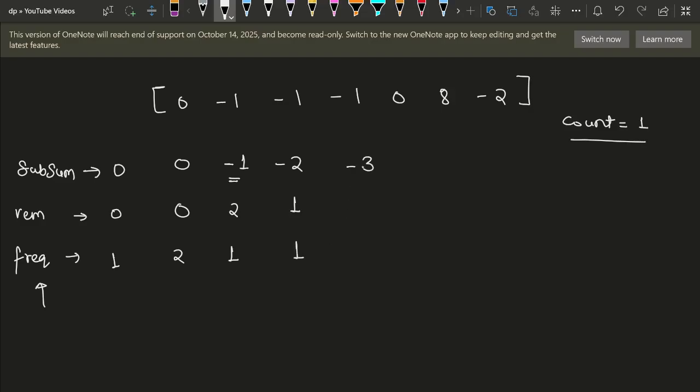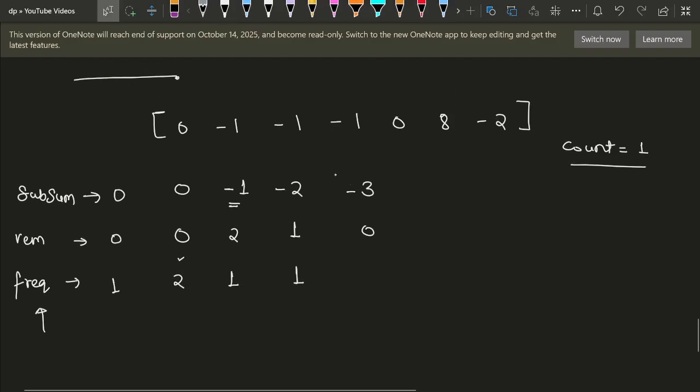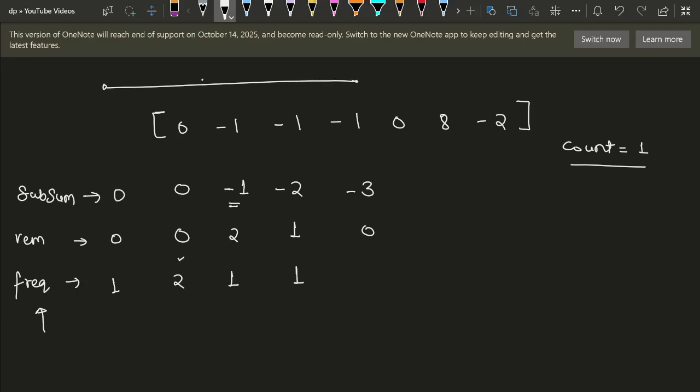Here it becomes -3, so -3 can be written as -3 into 1 plus 0, so it's 0. So now we see that 0 exists twice, right? So if I move forward, from here till here your remainder is 0. From here, your remainder is 0. Then this means that this subarray should also have remainder of 0, which it does. So we'll update the count variable.